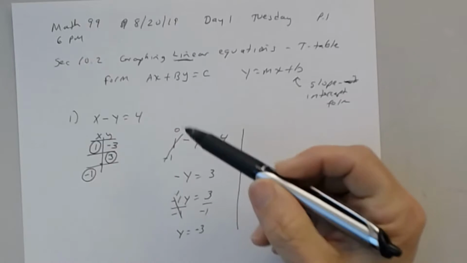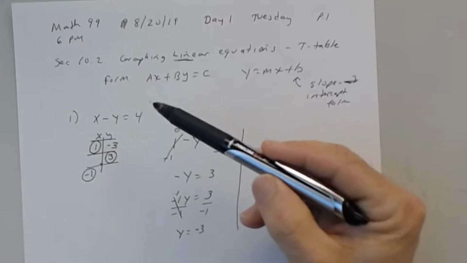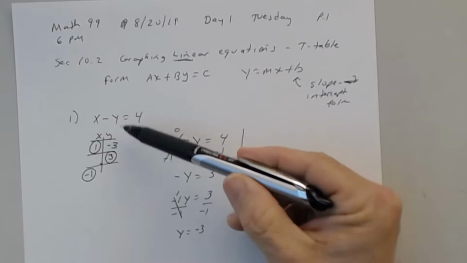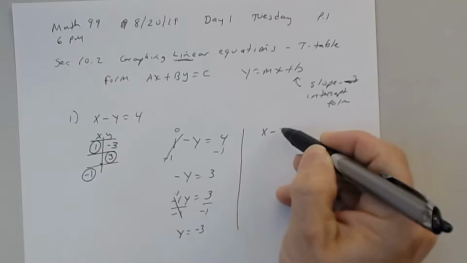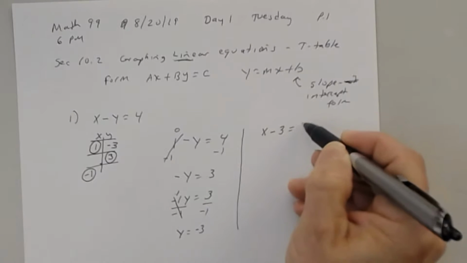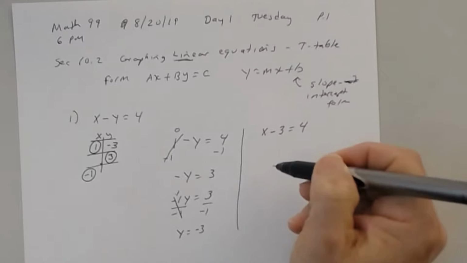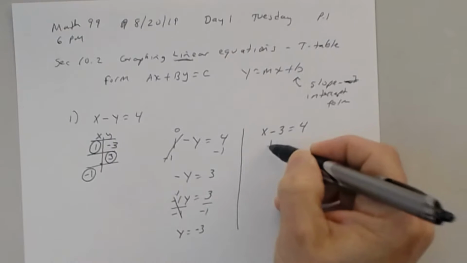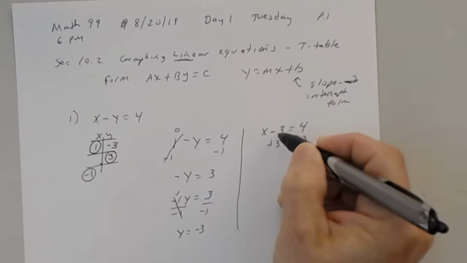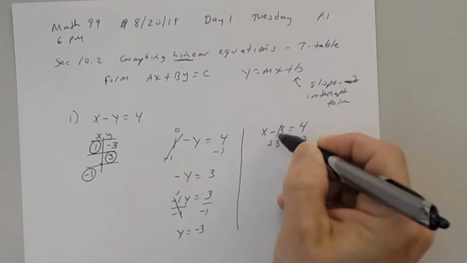So I go back to the equation, and wherever I see the variable y, I'm going to plug in 3. So I get x minus 3 equals 4. And this one's a little bit easier to deal with. How do you get x by itself? Add 3 to both sides. Combine like terms. 3 plus negative 3 is 0.